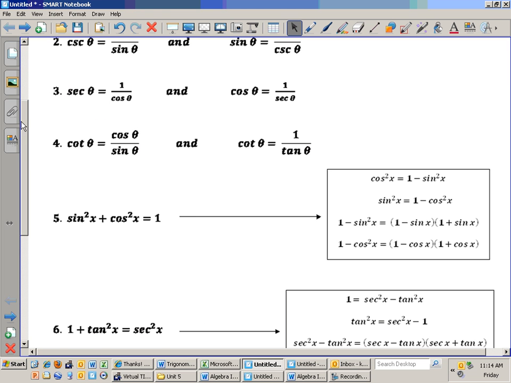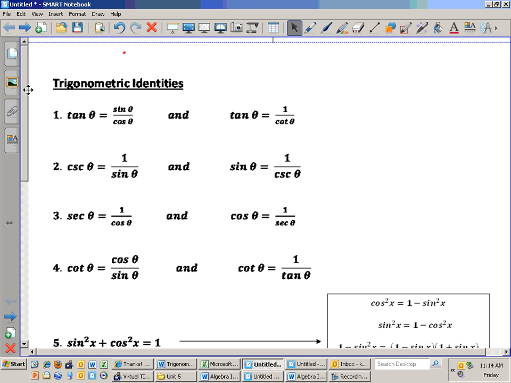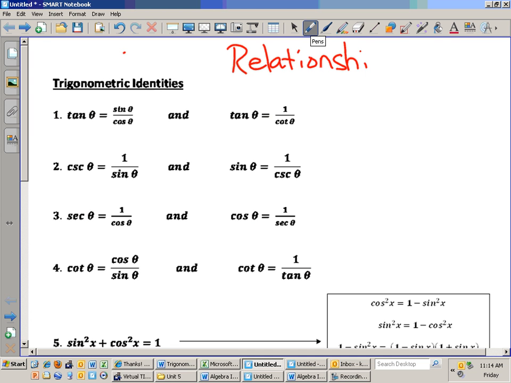These are all relationships. When they say identities, it might as well say relationships. And maybe that's a better word. I like that. You tell me if you remember or recognize this relationship. Do you remember that tangent of theta is equal to sine over cosine? Good. And that's one that we've covered before. Did you know that tangent is the inverse of cotangent? Good. Then you know that. So these are pieces that we will use.